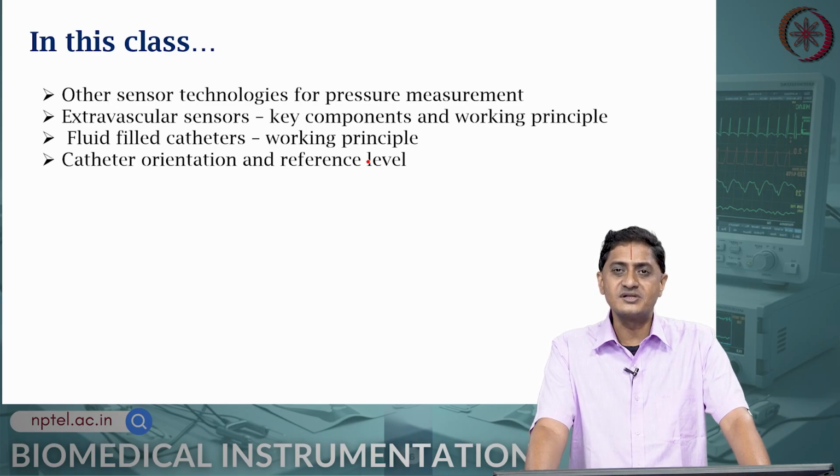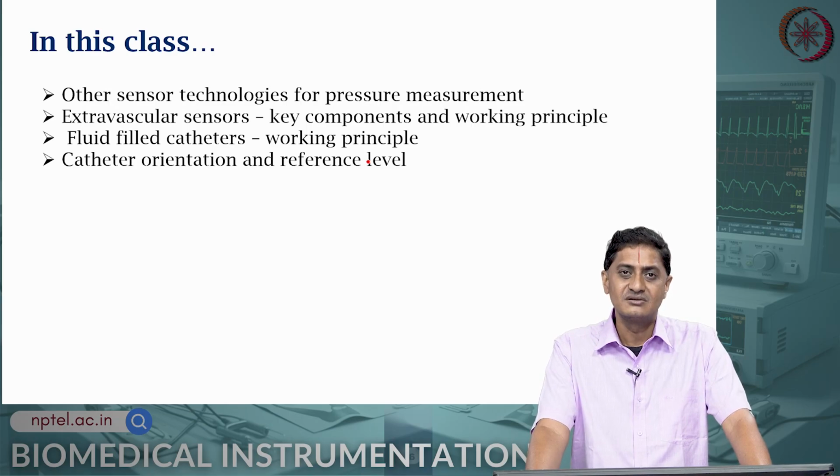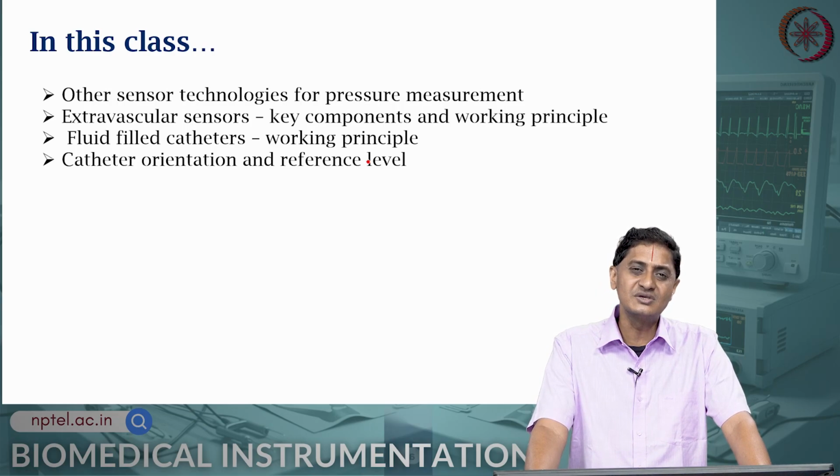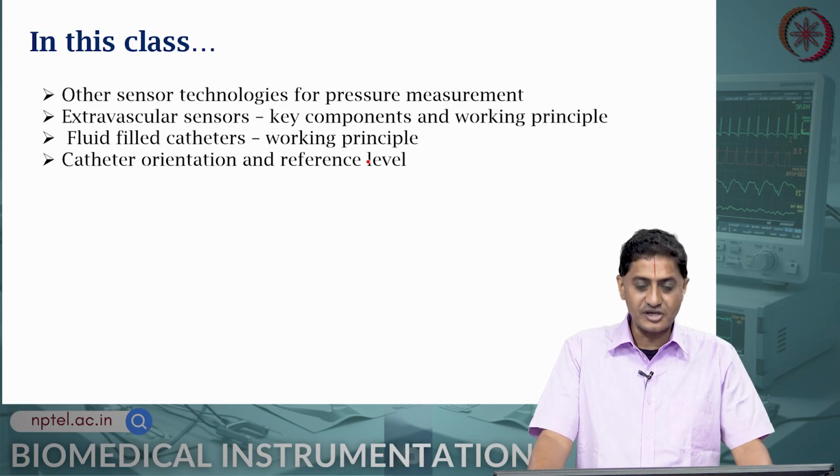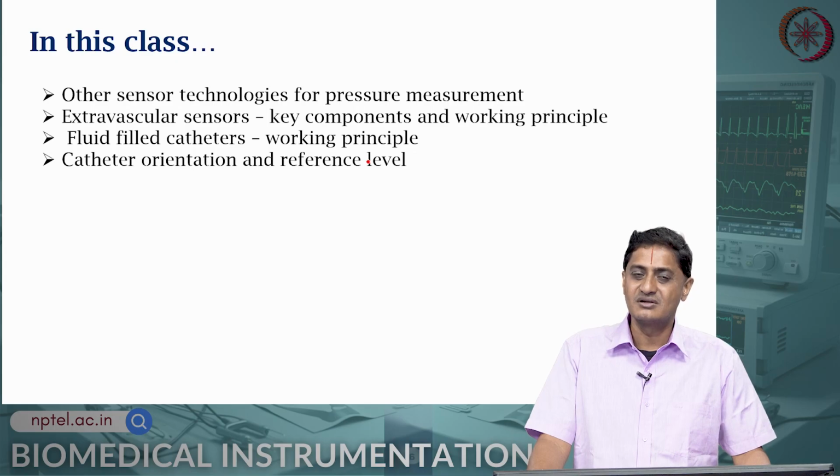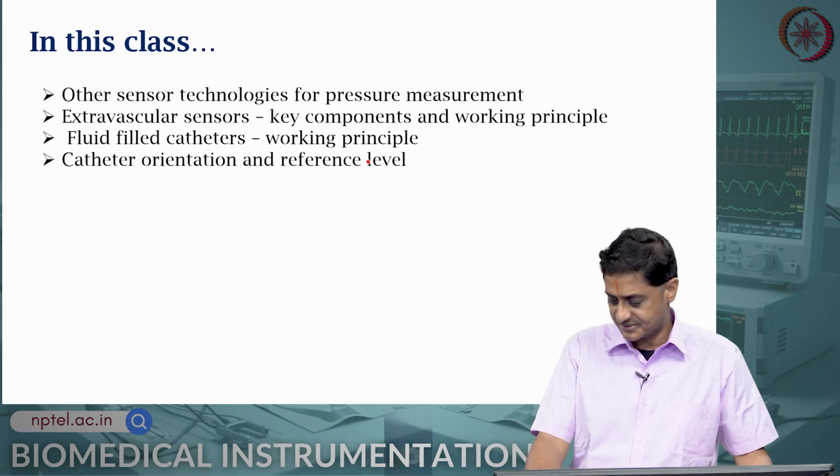What are the key components of an extravascular blood pressure measurement system? Specifically, the fluid filled catheters. What is the working principle of a fluid filled catheter? What are some critical design considerations in using a fluid filled catheter to continuously measure and monitor blood pressure? Catheter orientation and reference level are some of the critical considerations.